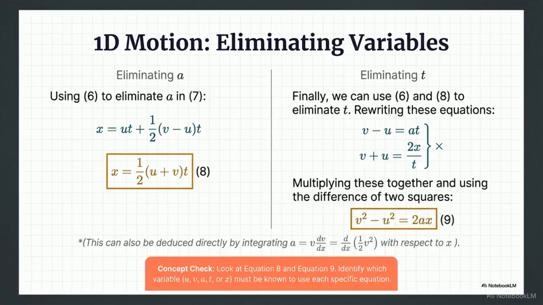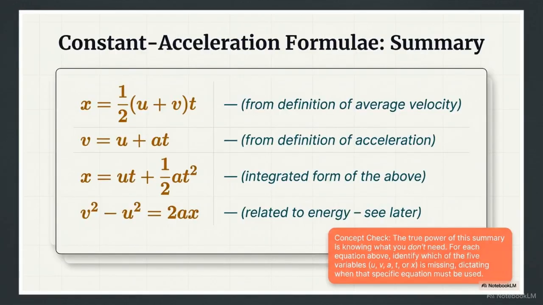By algebraically eliminating time or acceleration from these results, we can derive equations 8 and 9, completing a baseline toolkit of 4 standard equations of motion. This summary displays the SUVAT toolkit, an acronym for displacement, initial and final velocity, acceleration, and time. Its utility lies in flexibility. As the concept check highlights, it allows engineers to calculate a future state by bypassing variables they don't know.